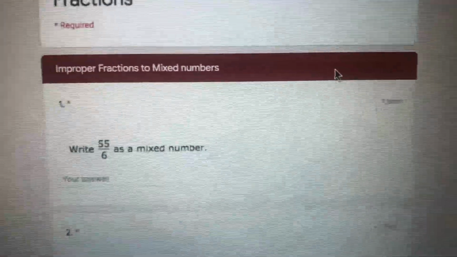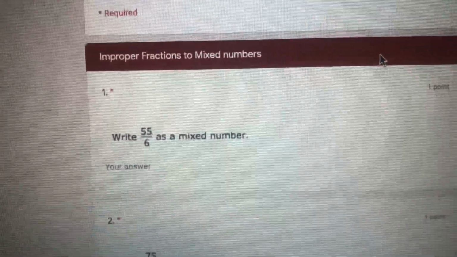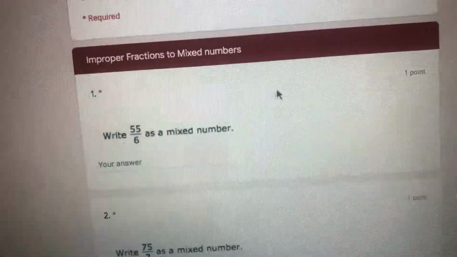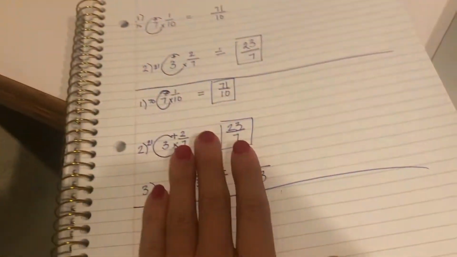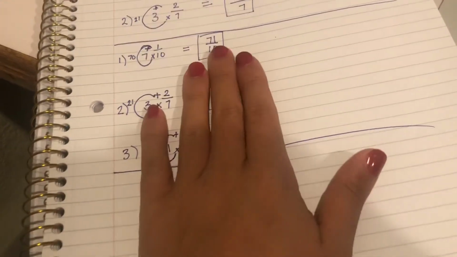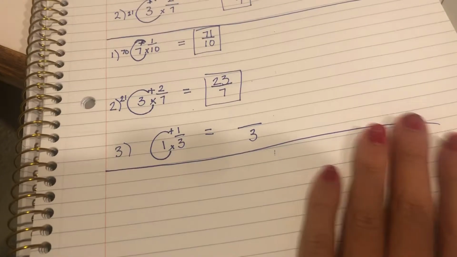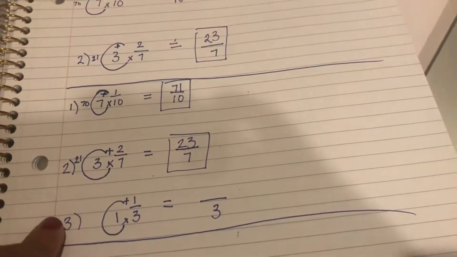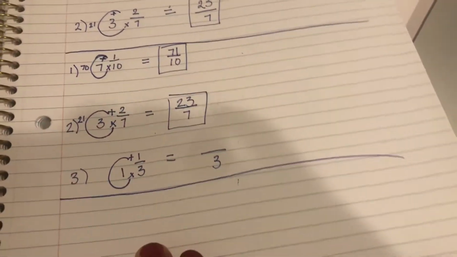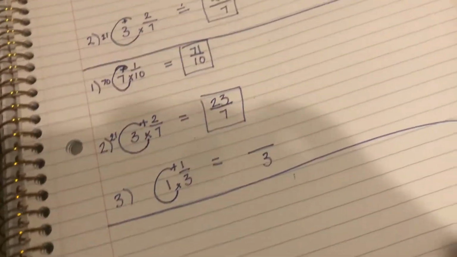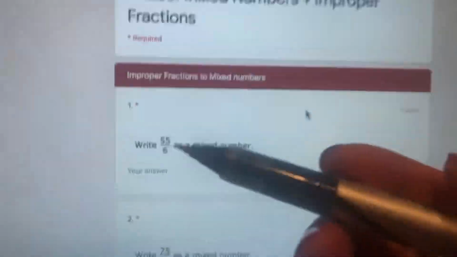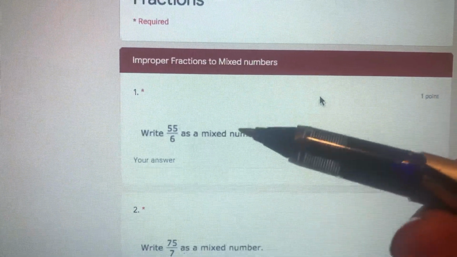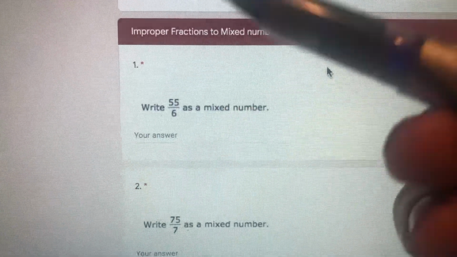Alright, so now what we're going to do is turn improper fractions into mixed numbers. The first thing I want you to realize is that for the first section, mixed numbers to improper fractions, you will just upload your work on the digital notebook on the same page. It doesn't have to be for each problem in this one because we have more problems here. So we're going to take this improper fraction and do the opposite and turn it into a mixed number.